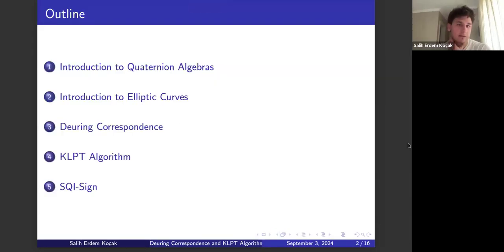Okay. This is the outline for today. We are going to first look at the mathematical building blocks, and then the ring correspondence. Then we are going to look at the KLPT algorithm, just a brief overview of it, and then we are going to look at an application of it, the signature scheme.